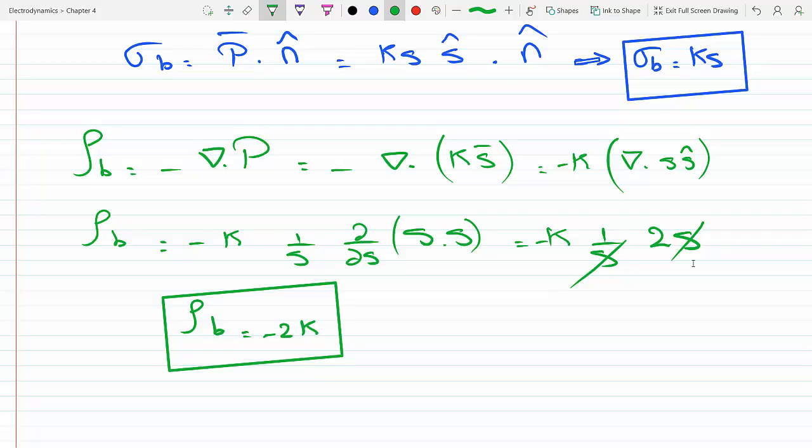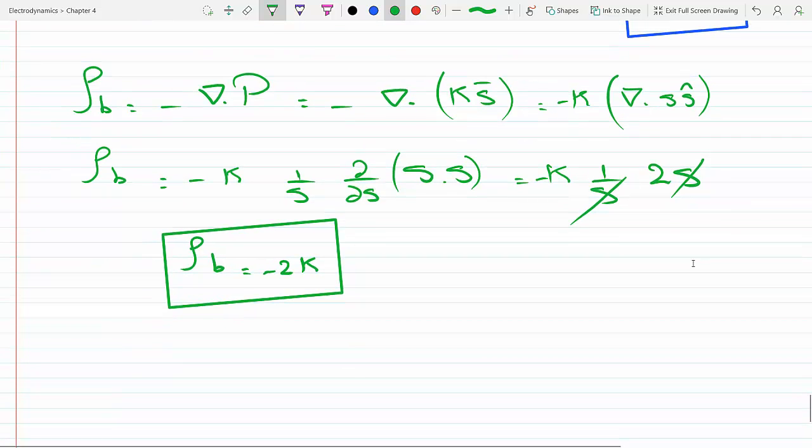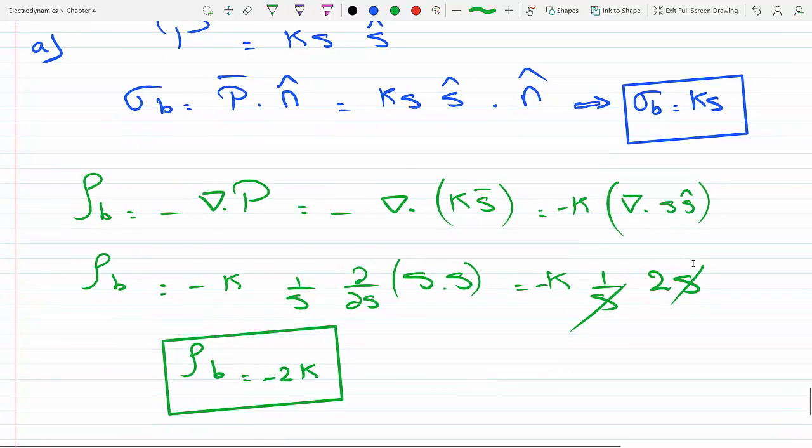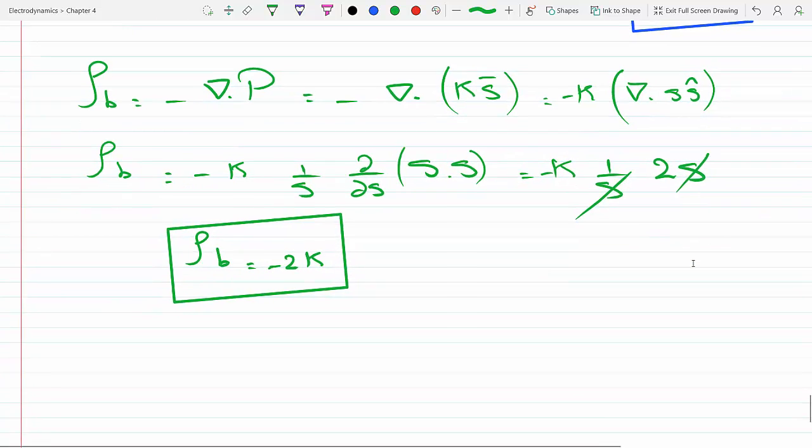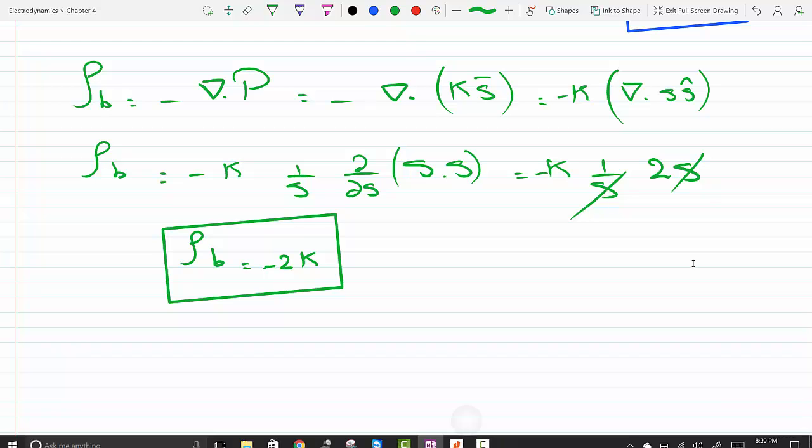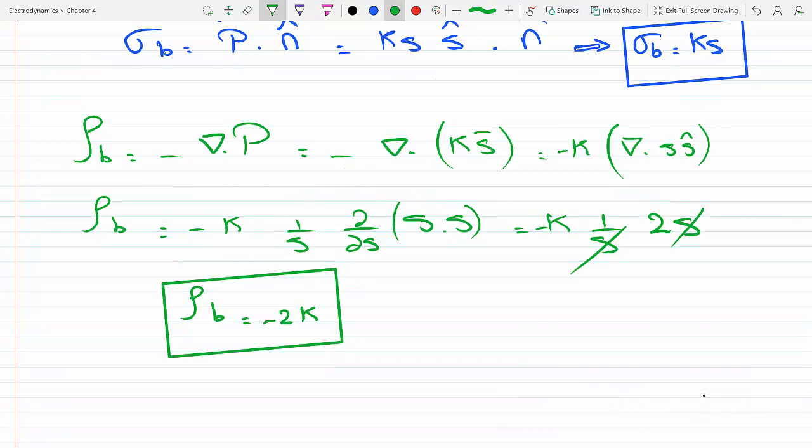Okay, what are the units of K? Well, think about it. The volume charge density is minus 2K, so it has to have the same units as the volume charge density. So that would be coulombs, right? Charge per unit volume. So coulombs per meter cubed is the units for K.